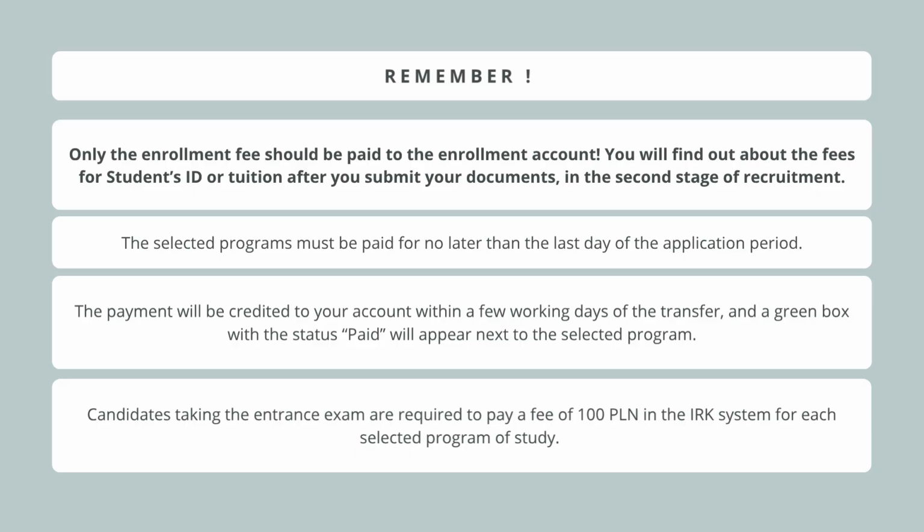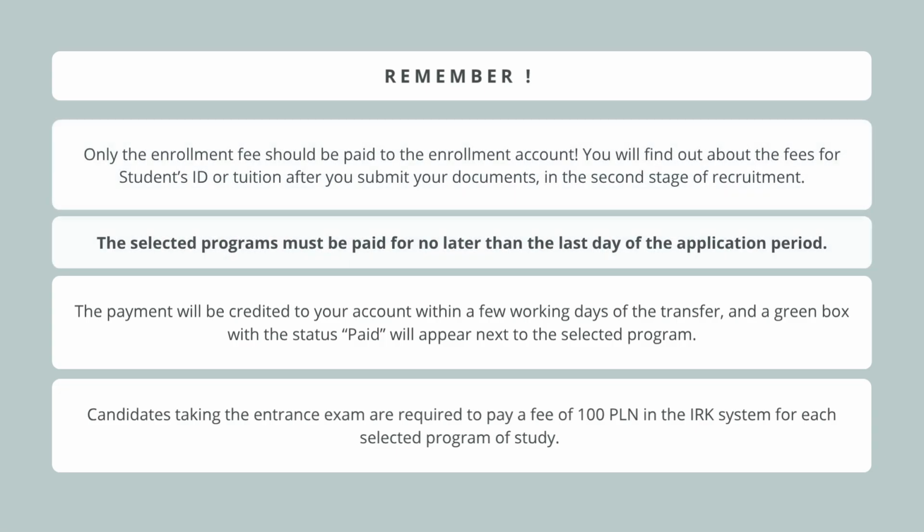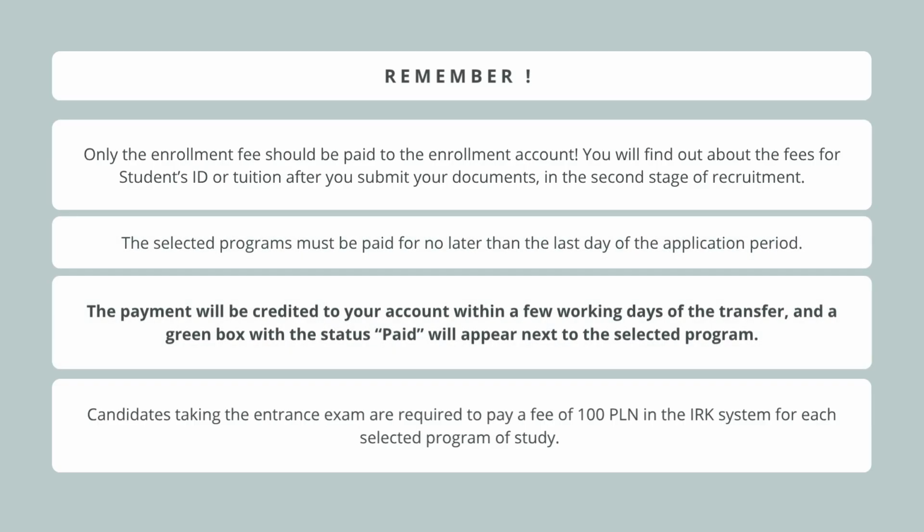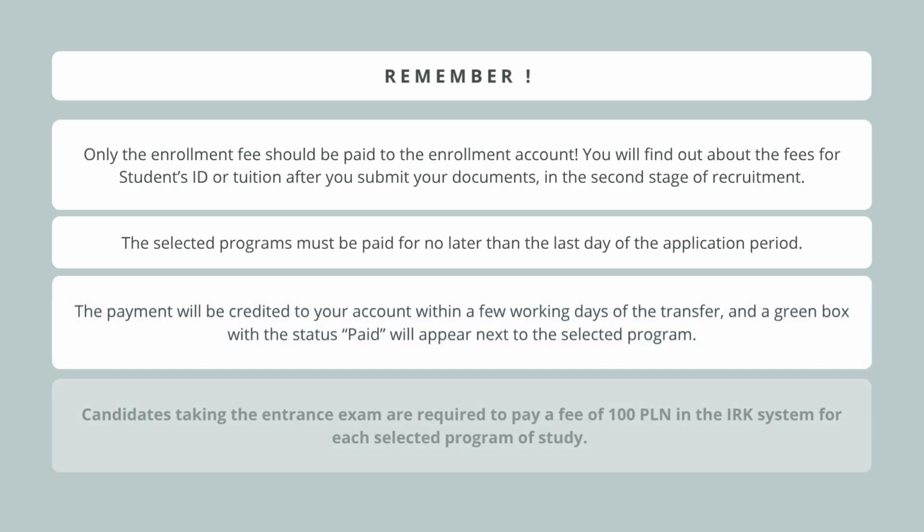You will find out about the fees for students' ID or tuition after you submit your documents, in the second stage of recruitment. The selected programs must be paid for no later than the last day of the application period. The payment will be credited to your account within a few working days of the transfer, and a green box with the status Paid will appear next to the selected program. Candidates taking the entrance exam are required to pay a fee of 100 Polish zlotys in the IRK system for each selected program of study.